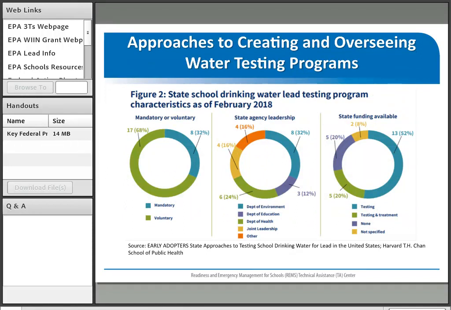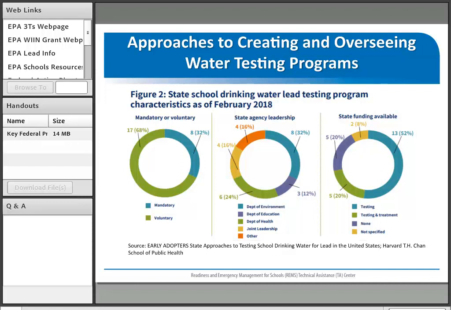States have adopted a variety of means to initiate testing programs. In almost 1/3 of the 25 states with the program, the state agency responsible for leading implementation was the state's Department of Environment. In other states, state agencies that led those efforts included Departments of Health, Departments of Education, joint departmental leadership, as well as other institutions and groups. In 17 states, the school's participation in the school drinking water lead testing program was voluntary, while in the remaining states, participation was mandatory for those specified classifications of schools.